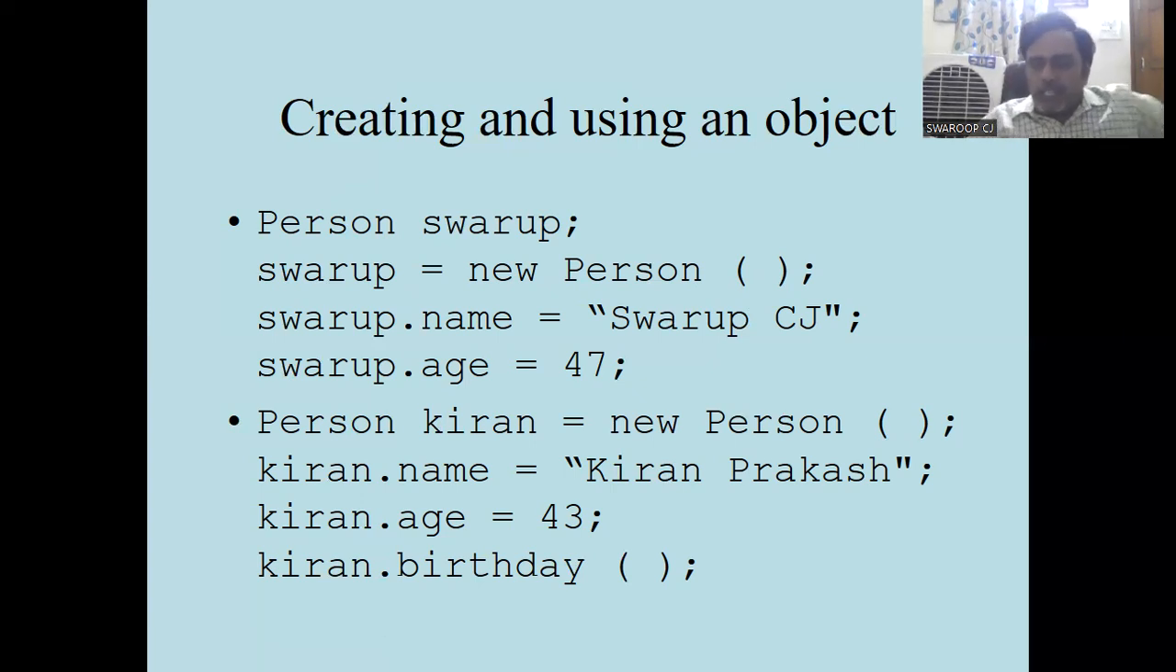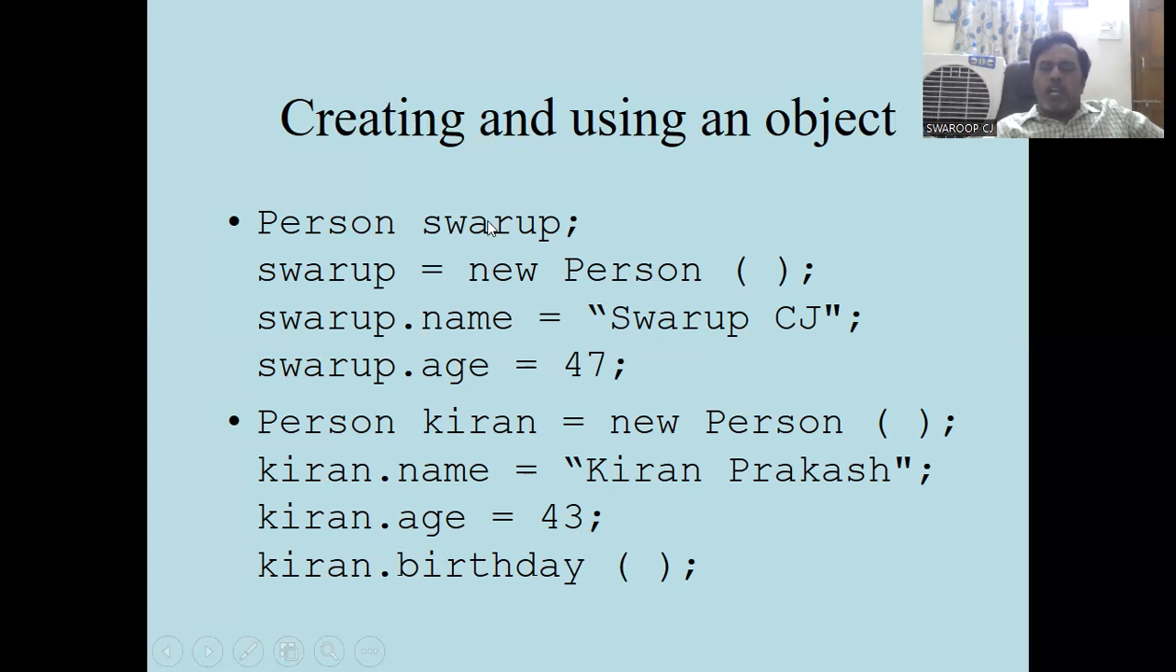So here I am declaring the object as well as instantiating the object. This is the concept of how to create the object and how to give the values for the data. So Kiran.name is the name of the Kiran object of the person, and Swarup object of the person. So: object name dot member data, object name dot member data, object name dot member data.